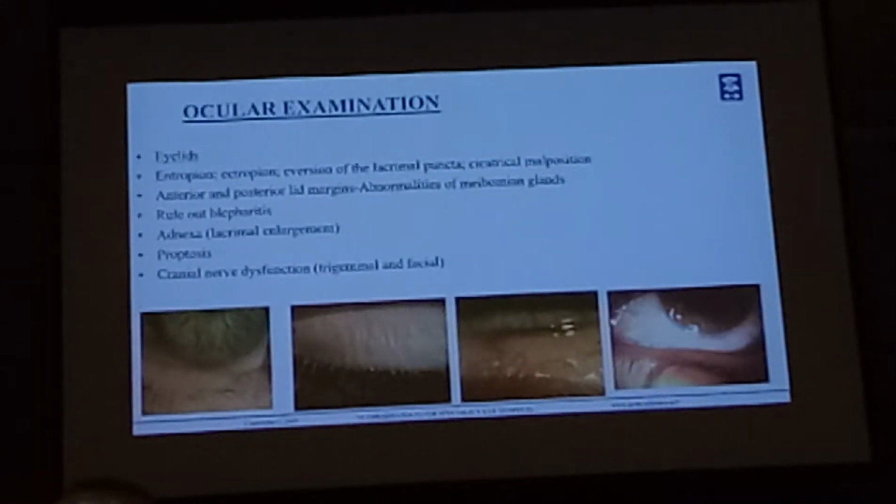For ocular examination, you have to examine the eyelids, look for entropion, ectropion, evert the lacrimal puncta, look for cicatricial malposition. Look very carefully at the anterior and posterior lid margins, abnormalities of meibomian glands, rule out blepharitis, because MGD is one of the major reasons for dry eye. Look at the adnexa also, lacrimal enlargement, look for any proptosis or pseudoproptosis and cranial nerve dysfunction, trigeminal or facial.